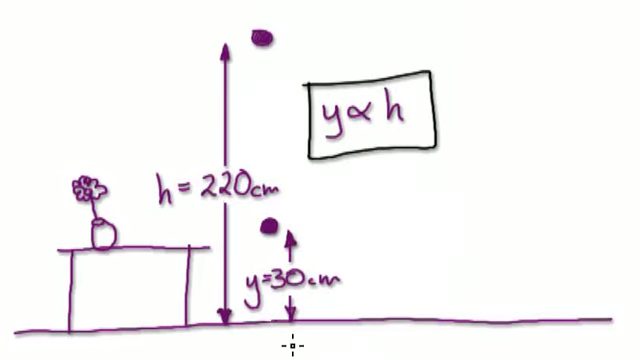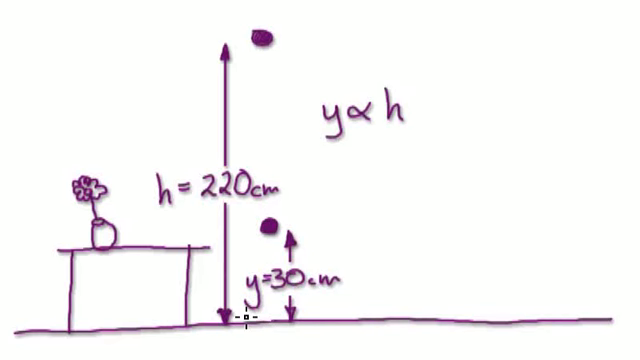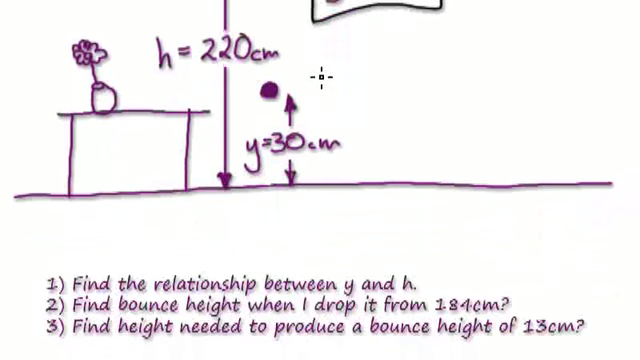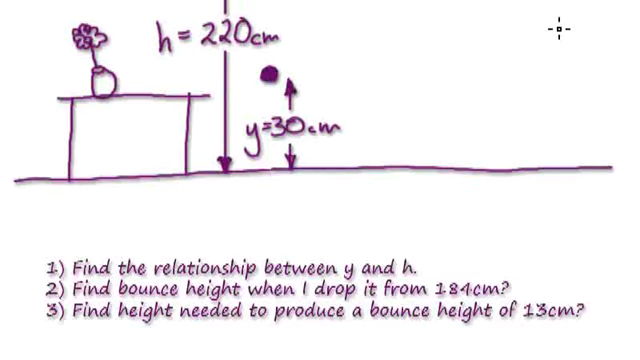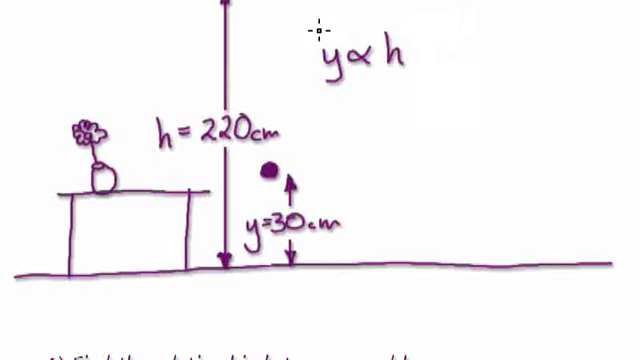Okay, so y here is directly proportional to h, meaning that if you drop it really high up, then the bounce height will be much higher. If you drop it from a height of 0, then there's not going to be a bounce height. So the bounce height will be 0 as well. Okay, so you're told that y is directly proportional to h.